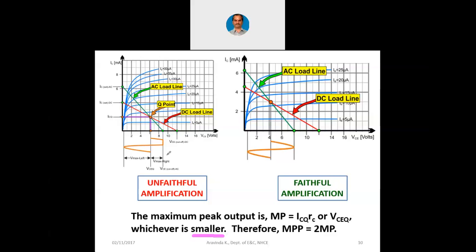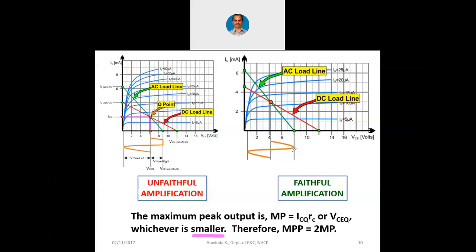How to correspond it to this graph now? You can see here VCEQ was around 6 volts. Here the VCEQ is around 4 volts. Now if ICQ into RC is larger, then in the second case when we have faithful amplification, the maximum peak to peak can be only 8 volts. You can see it here, right? 0 to 4 and again 4 to 8. So this can be the maximum peak to peak value at the output.